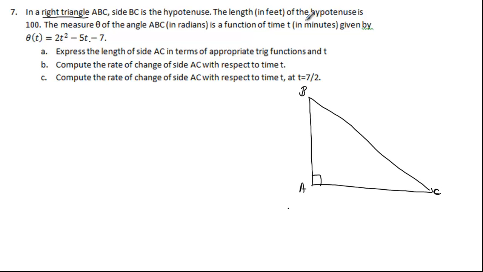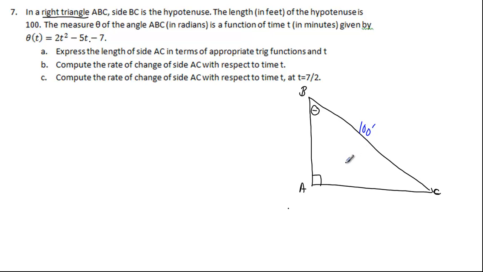The length in feet of the hypotenuse is 100. So notice here the length in feet of the hypotenuse is 100, and theta, the measure of angle ABC, is a function of time. So this actual angle is changing. So we could imagine that at one point, if I keep this steady at 100, so I'm just going to identify this in blue as 100 feet, you may be able to alter this angle such that this 90 is constant, but this angle may get smaller. As this angle gets larger, this one could get smaller while keeping this hypotenuse constant.